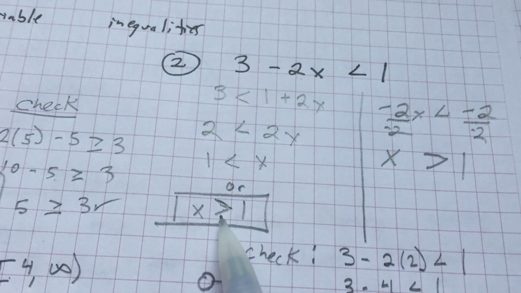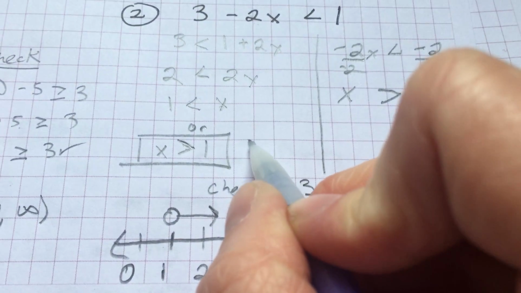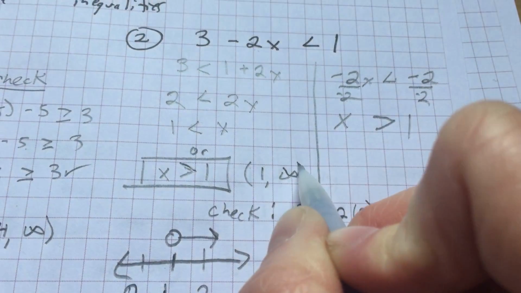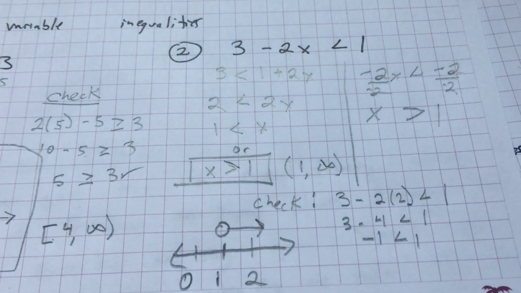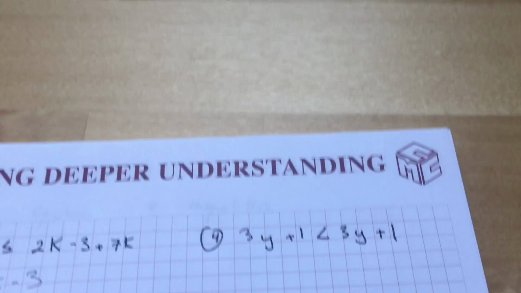Obviously, greater than, no line underneath, that would be a parentheses. So this would be parentheses 1, comma, infinity. Remember, smallest number all the way to the largest number. So that's set notation. All right, so let's do one more.